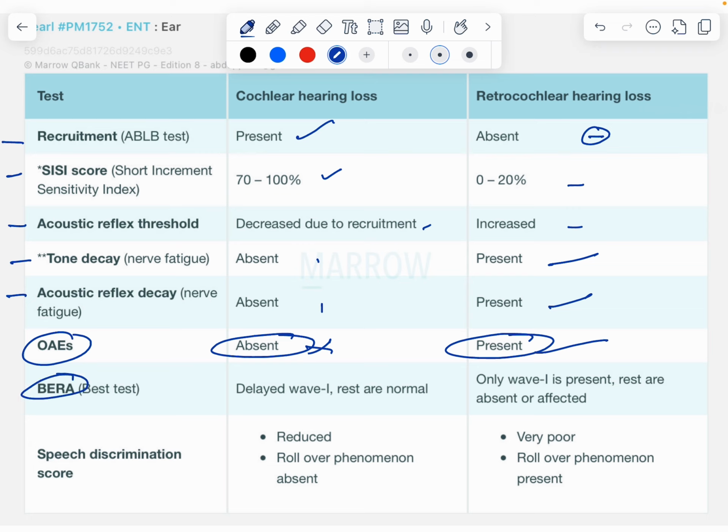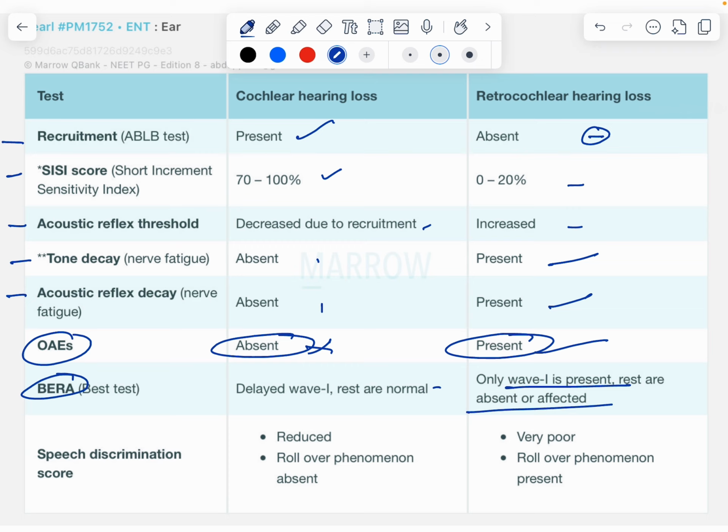Now coming to BERA. We know that in BERA, wave 1 represents the auditory nerve. So in cochlear hearing loss, there will be delayed wave 1, rest are normal. But in retrocochlear, only wave 1 is present, rest are absent or affected. Let me try to explain this.